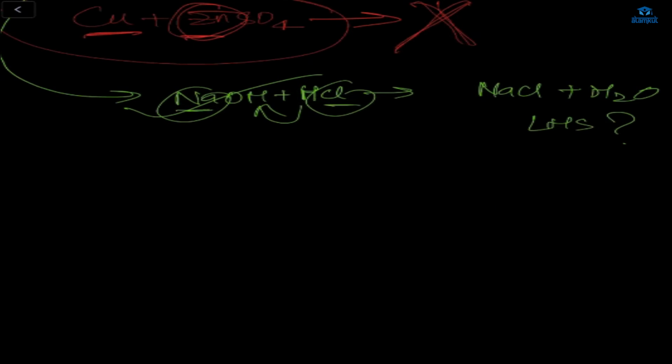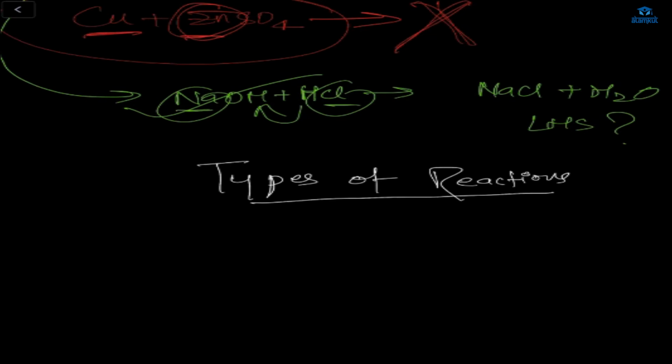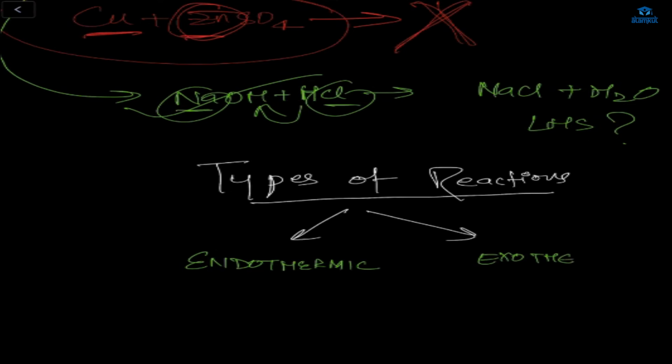Now, how many types of reactions are there? Anyone? Types of reactions? There are two types of reactions. It's very easy. Thermal, endothermic, and exothermic. Perfect. One is endothermic, another one is exothermic. What is thermic? Thermic is heat.